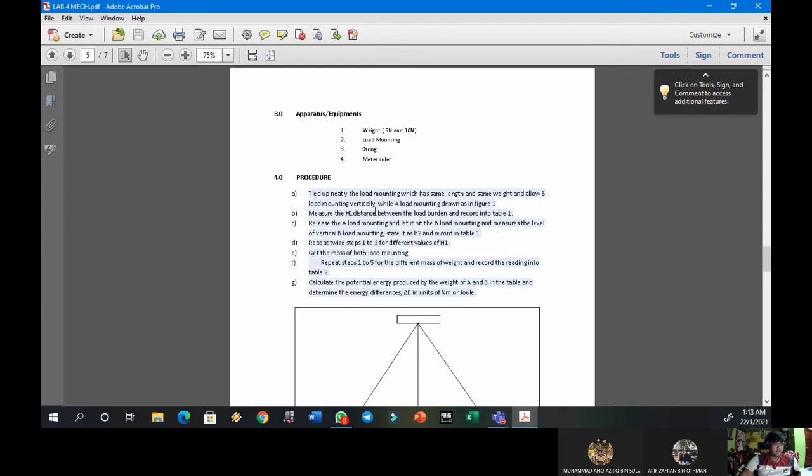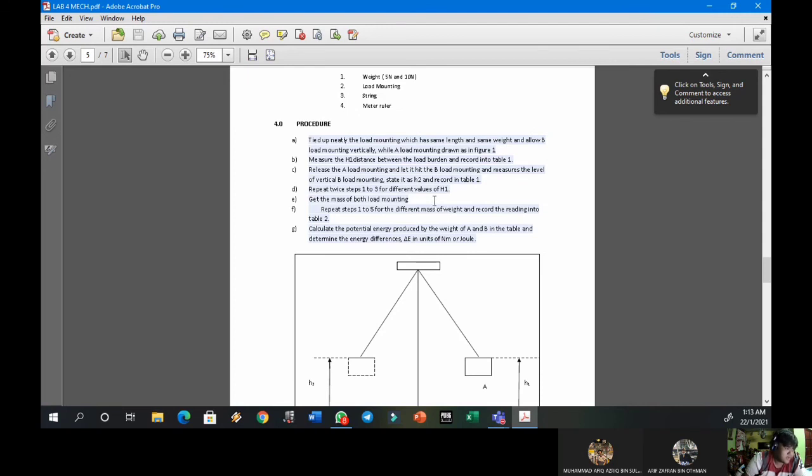B, measure the H1 distance of the load and record into table 1. C, release the A load mounting and let it hit B load mounting and measure the vertical level of B load mounting. That is H2, and record in table 1. D, repeat twice steps 1 to 3 for different values of H1. E, get the mass of both load mountings. F, repeat steps 1 to 5 for different masses of weight and record the readings into table 2.